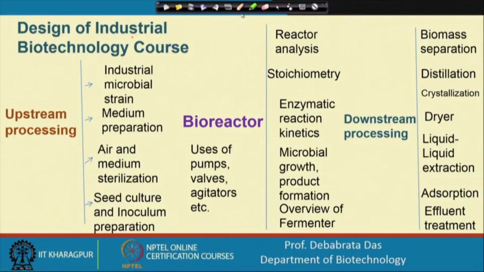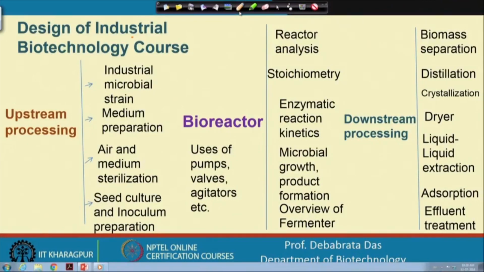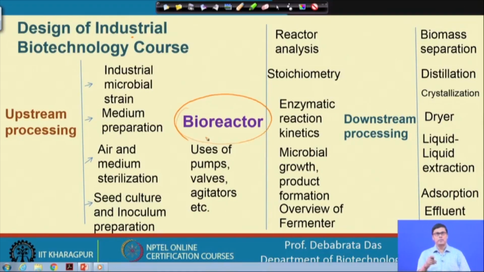I told you that any industrial biotechnology course has three parts. One is the bioreactor. The bioreactor is the central part where the biochemical reaction takes place and we get our desired product. Before running the bioreactor, we require some prerequisite, that is the upstream processing. Upstream processing means that first you have to have the industrial microbial strain.